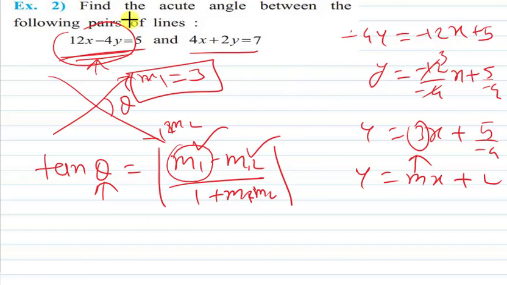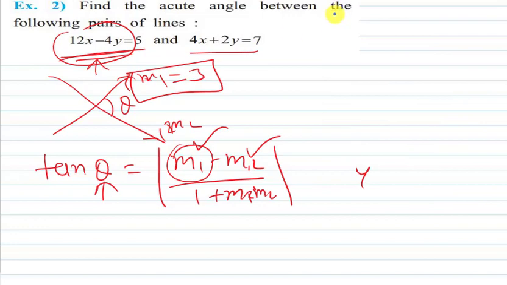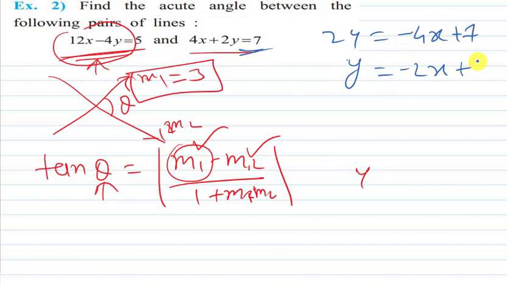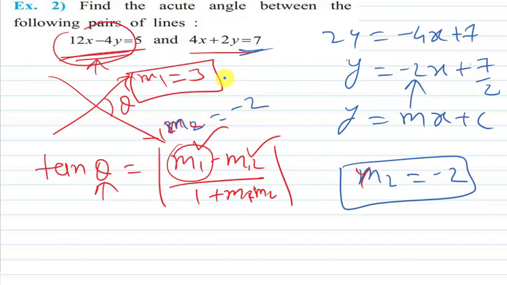Perform similar steps on the second equation to find the slope of the line. Just send it over, 2y will be equal to minus 4x plus 7, divide by 2, what will I get? Minus 2x plus 7 by 2. Compare with the standard equation of the line in slope intercept form. My slope m2 will be equal to minus 2. So here my m2 is minus 2. Just put these values into the formula and solve. What will it be? Let's start.